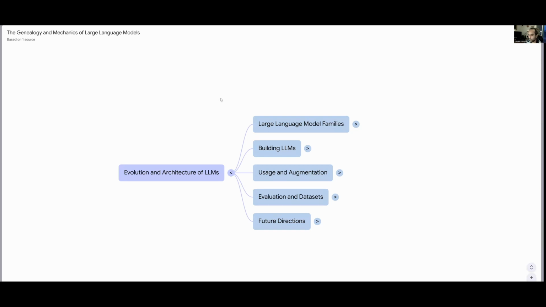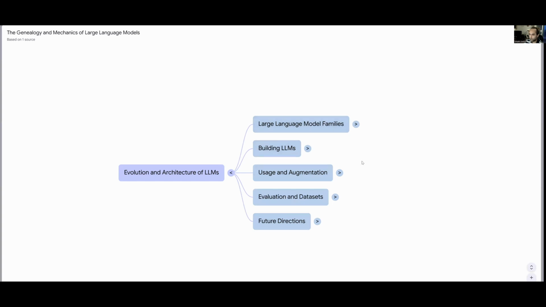In this video, we'll talk about LLMs evolution for the period from 2017 to 2025. We talk about some LLM families, how these LLMs are built in general, how they are used and how they can be augmented. We talk about evaluation and some datasets used for this evaluation, and we will finish the video with talking about future directions.